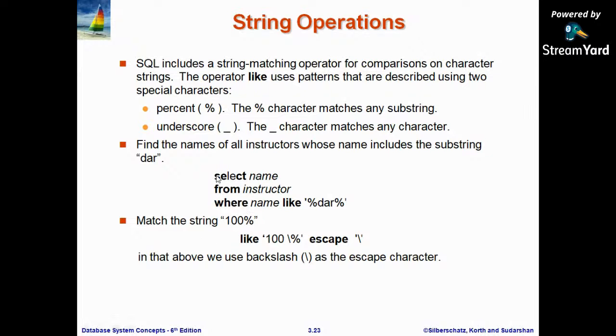So you can see the example. Select name from instructor where name like percentage DAR percentage. Percentage means any number of characters, and any character can come here. After that you should have the word DAR, and after DAR you can have any string. So it is going to give you all the names whose substring is DAR. It can start with DAR, it can end with DAR, or in between it can be a DAR. If the substring is DAR, it is going to give you all the names.